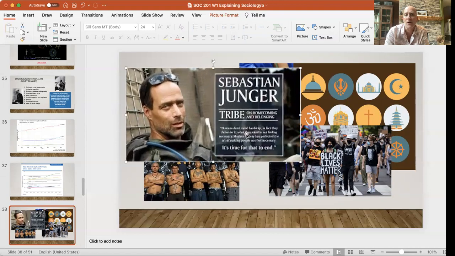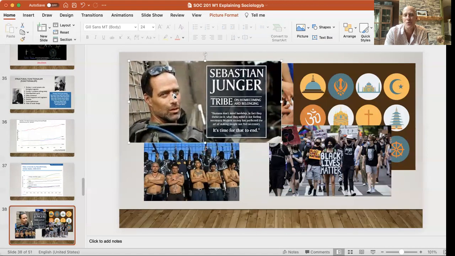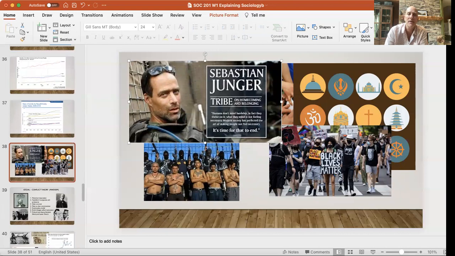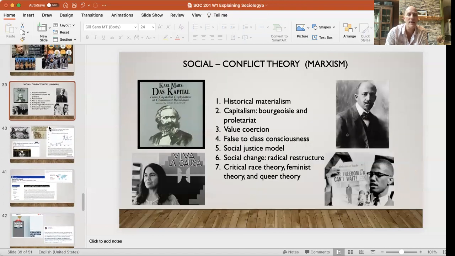Sebastian Junger has a book called Tribe, a really interesting book about a lot of what we've been saying on integration. He doesn't use those words from sociology specifically, but it's really about the importance of tribe in terms of our own mental health, our sense of being, and our place within community itself. It's a lot of functionalist ways of thinking.